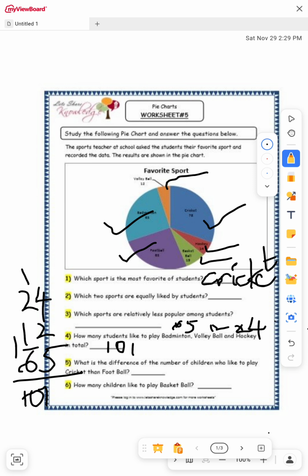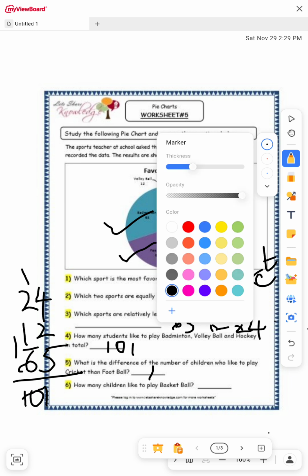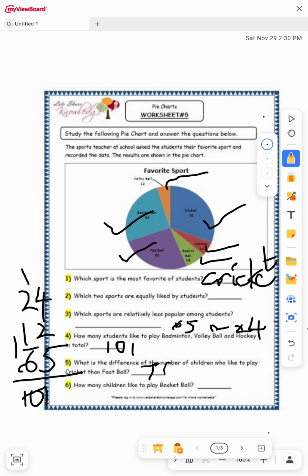78 liked cricket, minus how many liked football? 65. So 78 minus 65 is 13. How many children like to play basketball? It is visible from the pie chart. It is the green sector. So that is 19.